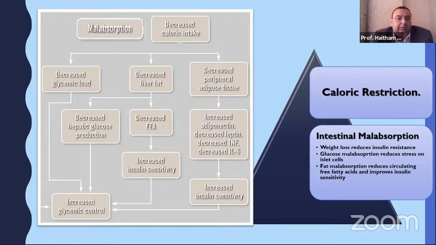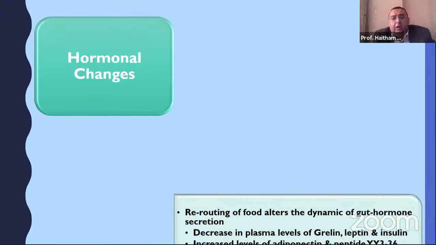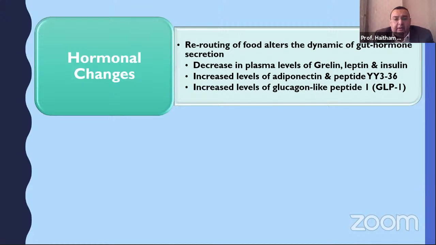The decrease also of liver fat decreases the free fatty acids and decreases liver glucose production. This will increase insulin sensitivity and lead to better glycemic control. The hormonal changes, as we have said, are that the rerouting of the food alters the dynamics of gut hormone secretions, like decreased levels of ghrelin, leptin and insulin, and increased levels of adiponectin and peptide YY3, and increased levels of glucagon-like peptides.